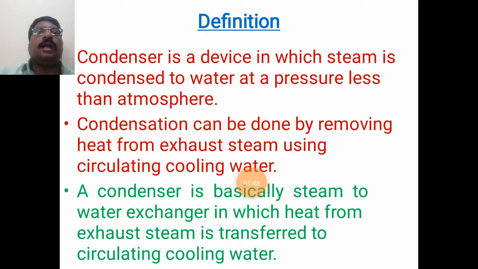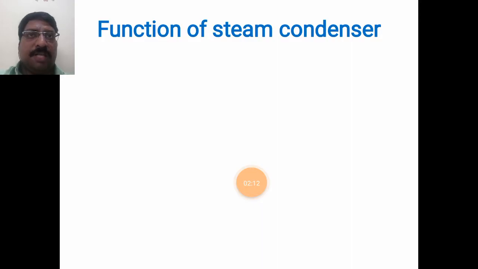A condenser is basically a steam to water exchanger in which heat from exhaust steam is transferred to the circulating cooling water. As I said, in the condenser the steam will be converted into water and the heat from the exhaust steam is transferred to the cooling water supplied. Next, what is the function of a steam condenser?